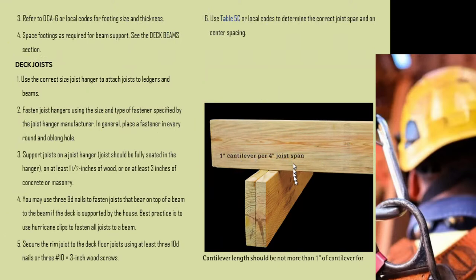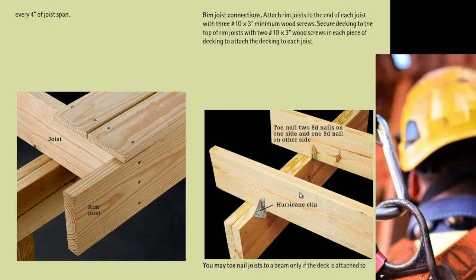So, cantilever length should not be more than 1 inch of cantilever per 4 inches of joist span. So, this is the cantilever. A rim joist is on the edge of the joists. There are several joists here and you have to put the timber board on the edge. That is what we call a rim joist.